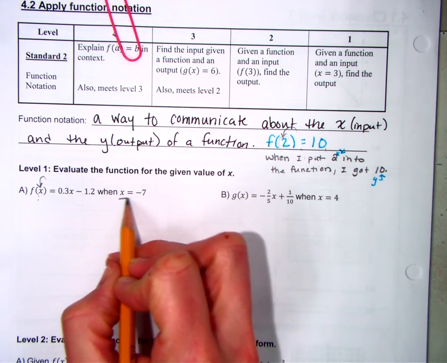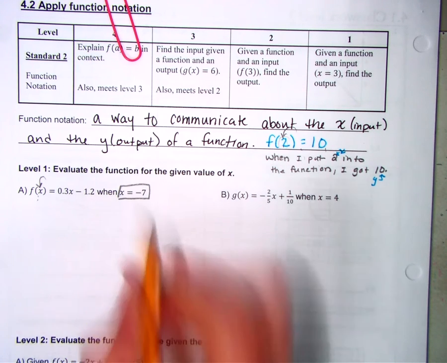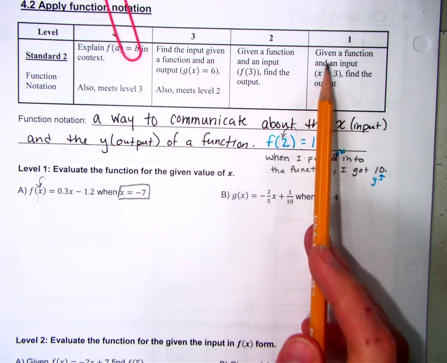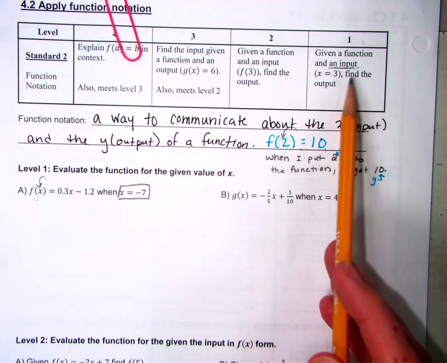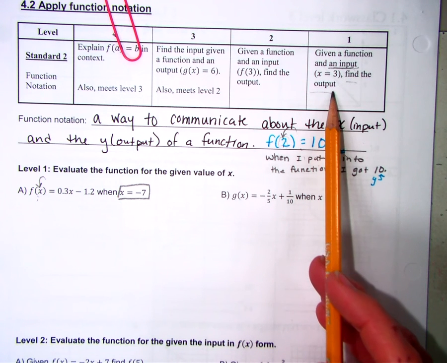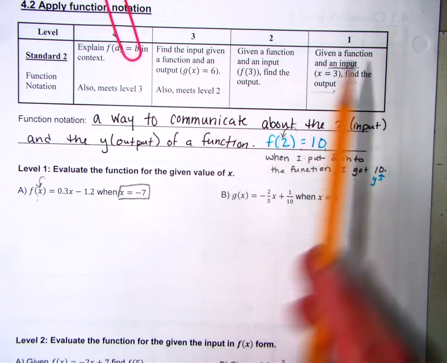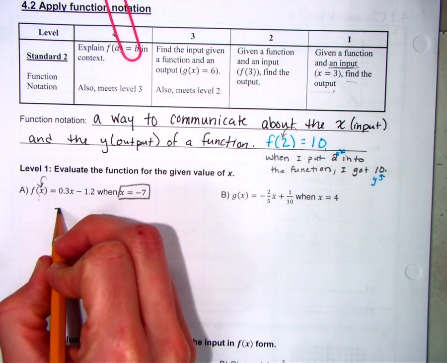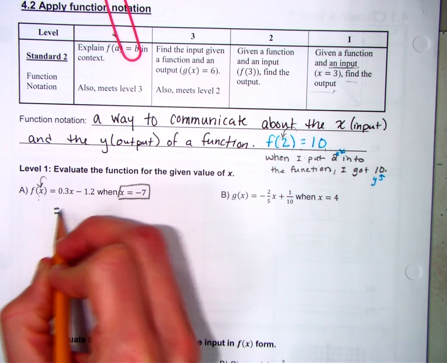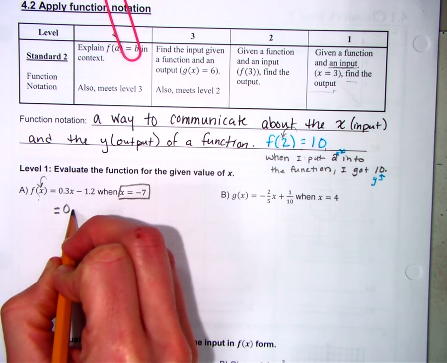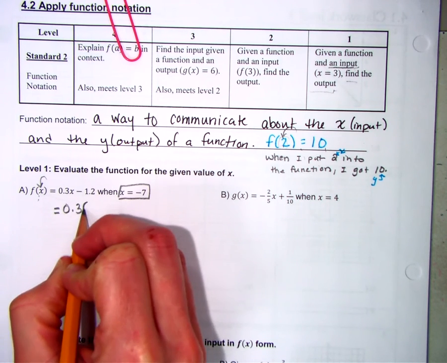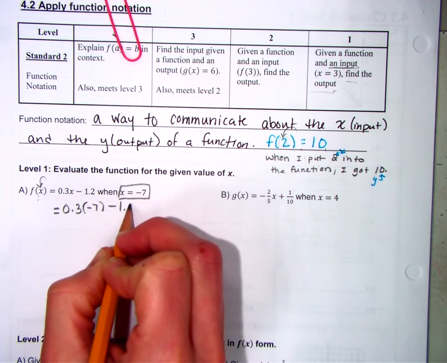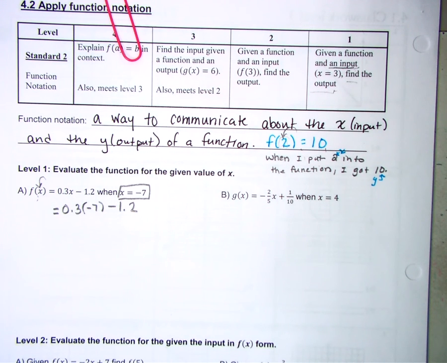So right here, level 1 says that you are given an x equals value. So x equals, says it right here. It says, given an input, that's x equals, find the output. So find the answer, right? So when I put in -7, what do I get? So let's do the right side only. Okay, let's worry about just the right side here. 0.3, I am going to put into that function a -7. All right, that is your input.